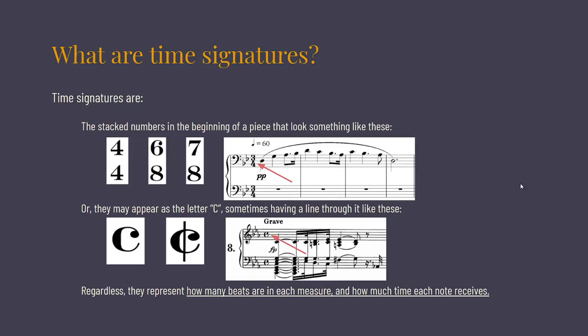So, time signatures are the stacked numbers either at the beginning of a piece or towards the middle of a section of the piece. And usually they appear as stacked numbers, or sometimes they appear as a letter C, or variations of the letter C, such as this one, which has a little cross through it. Regardless, they represent how many beats are in each measure and how much time each note receives.